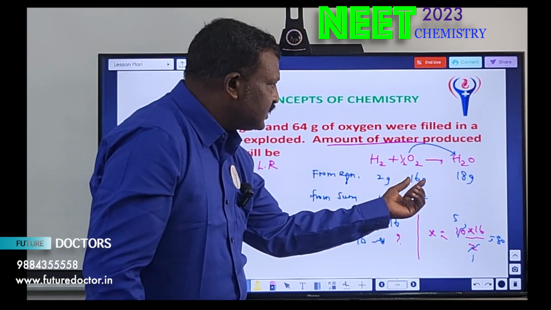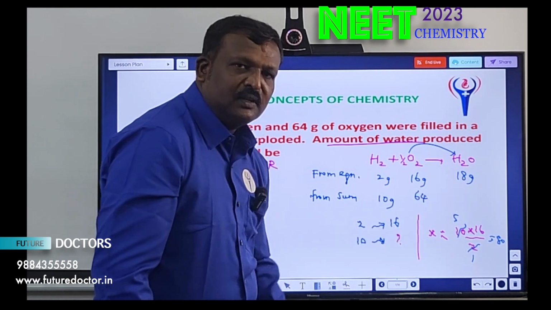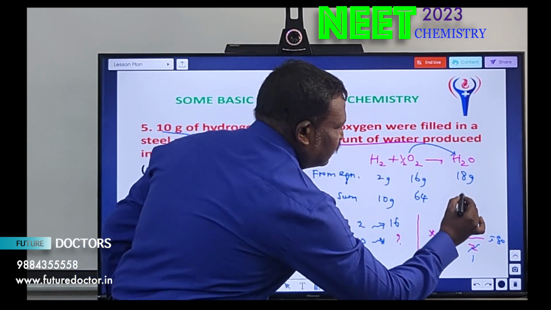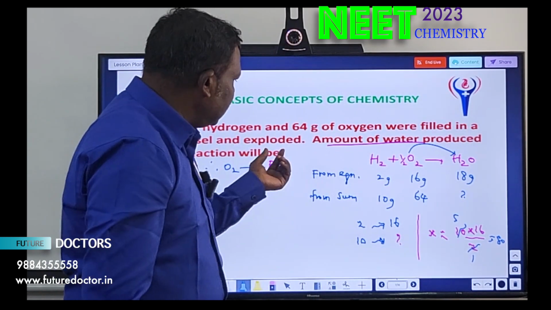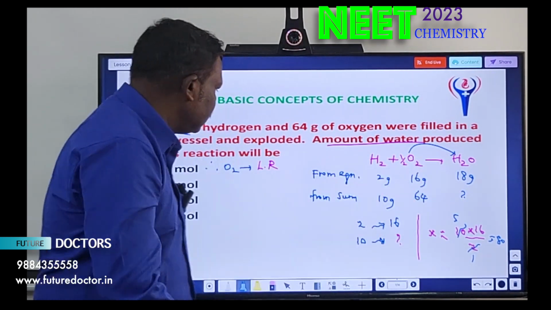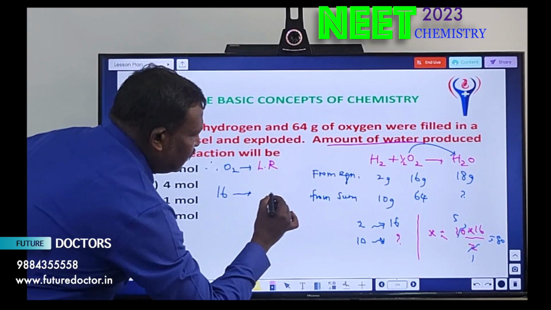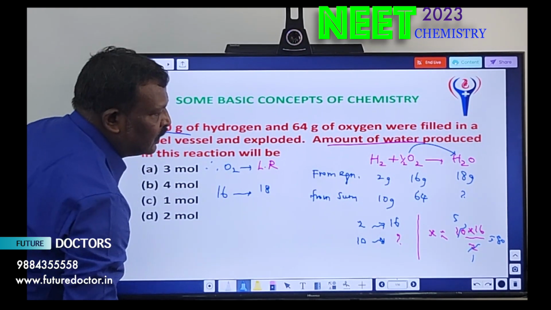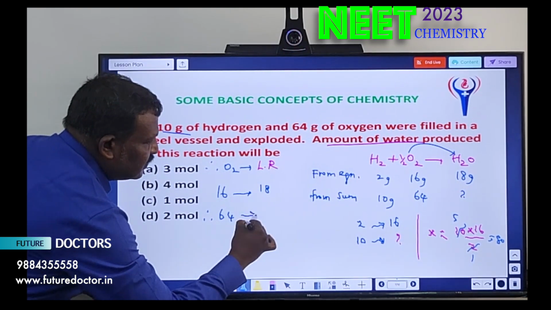16 gram produces 18 gram of water, means 64 gram produces how much? So you just compare these two. This is a question mark. Are you following? From the limiting reagent only, we can find out the product. So I'll write it here. 16 gram can produce 18 gram of water. Therefore, 64 gram produces how much?